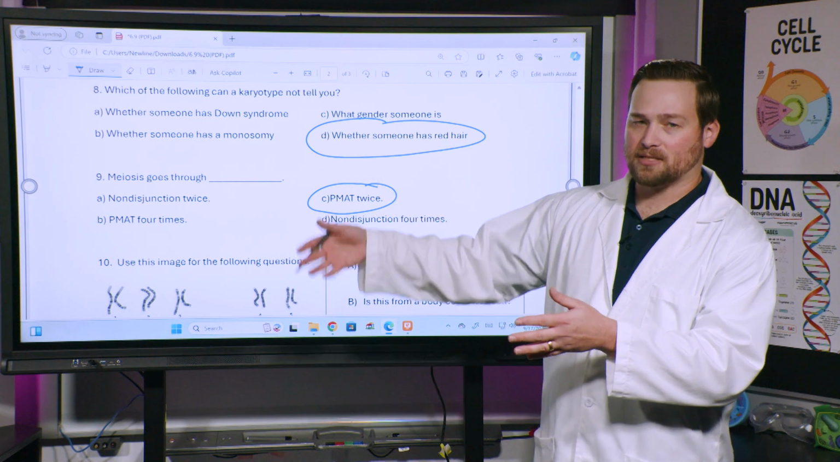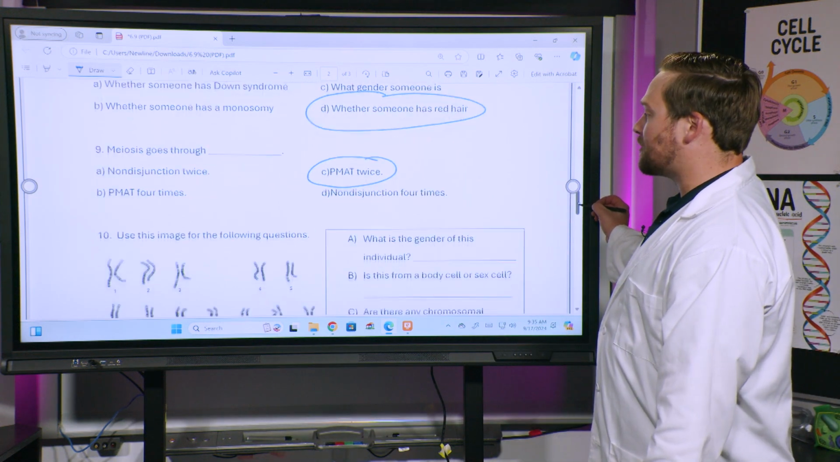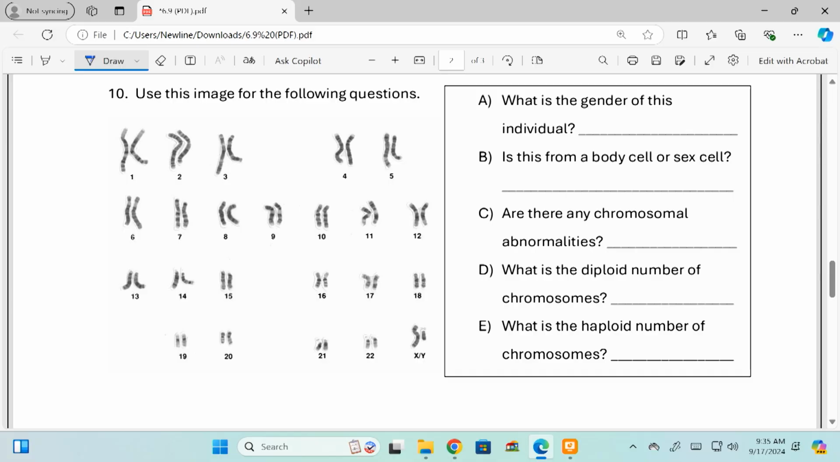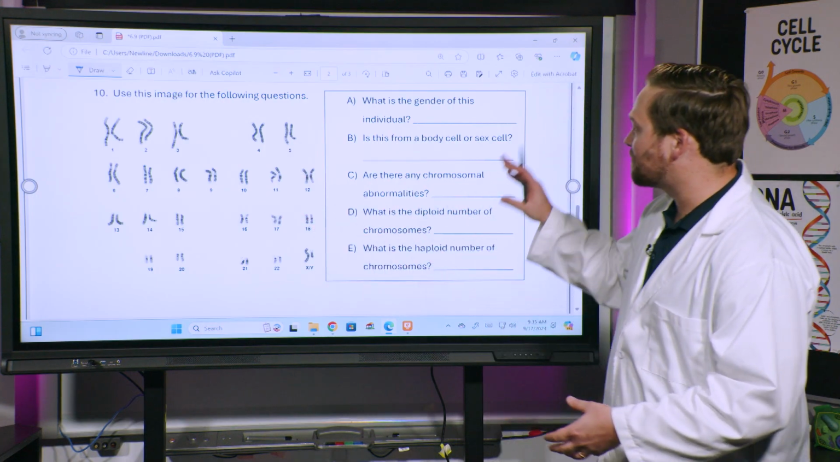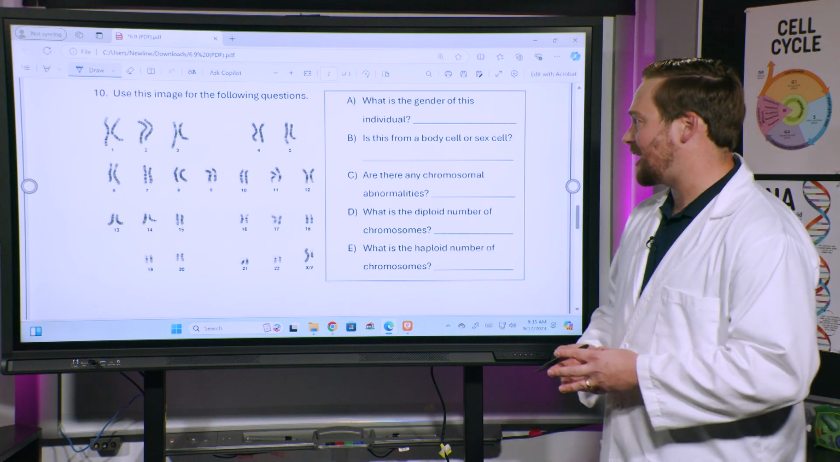Prophase, metaphase, anaphase, telophase, and then we do it again in meiosis 2. Great, all right, so these last couple of questions are a little different. What's going on here is I'm showing you a karyotype, and then I have some questions to go along with it. Okay, so let's see what we remember about these karyotypes.